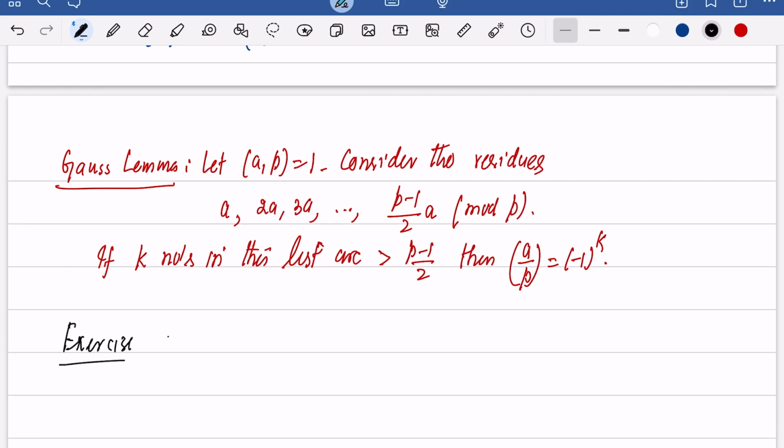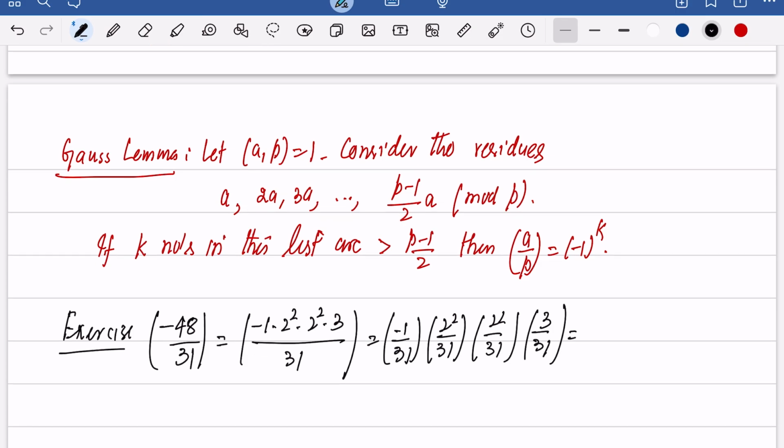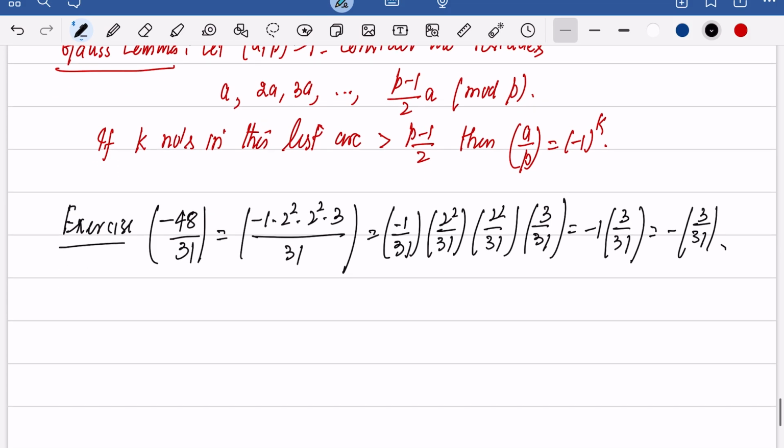Suppose we want to evaluate (-48/31). Now this is equal to, first of all, (-1 times 2^2 times 2^2 times 3)/31, which is equal to (-1/31) times (2^2/31) times (2^2/31) times (3/31). Now we know that (-1/31) is already evaluated to be -1, and the 2^2 terms both give 1, and so we finally get -(3/31). So we are left with the case (3/31).